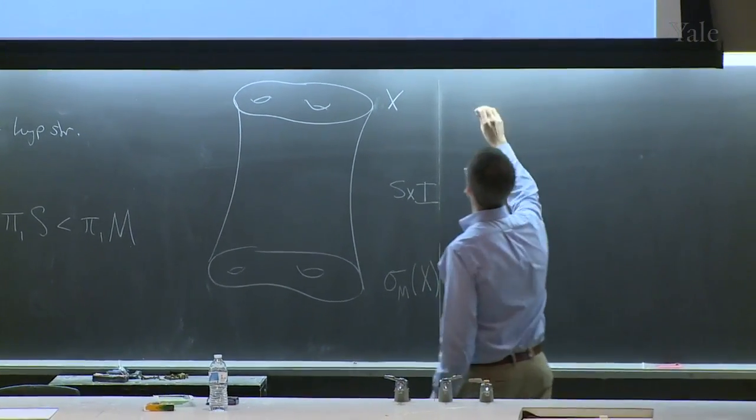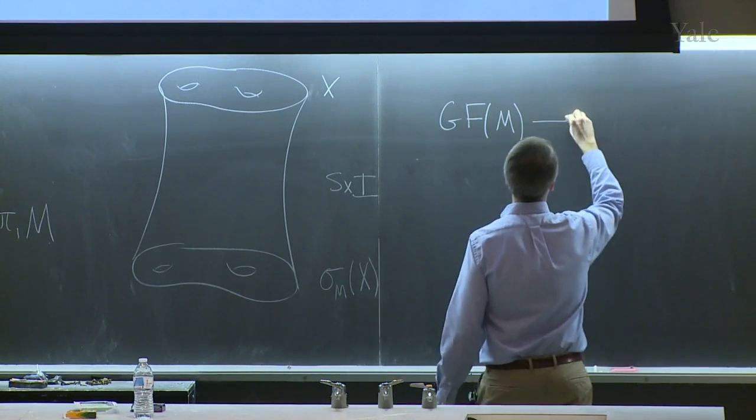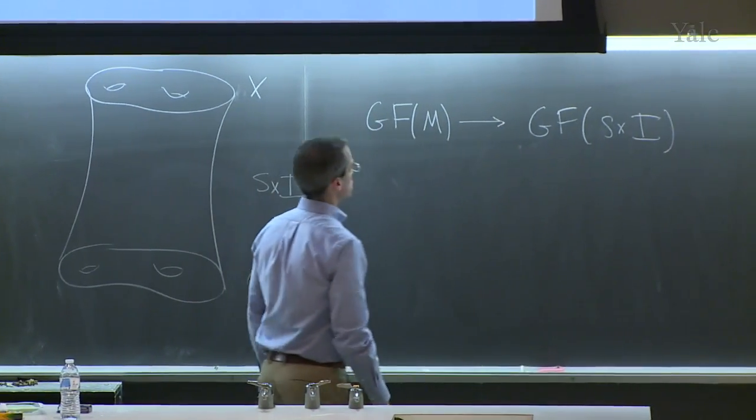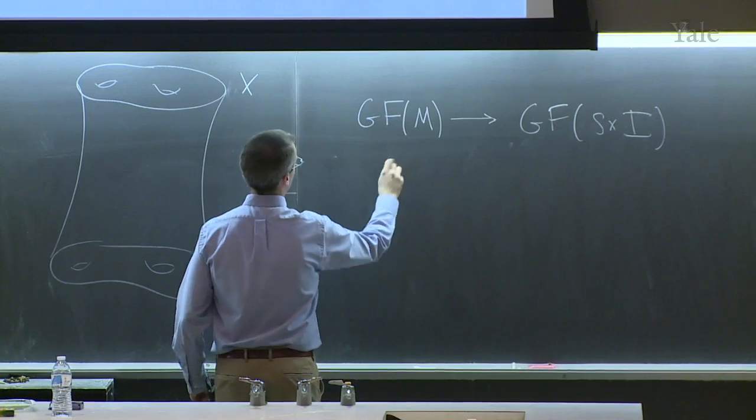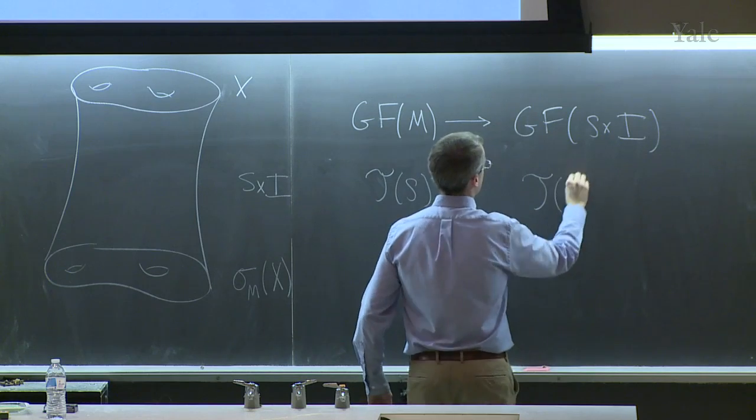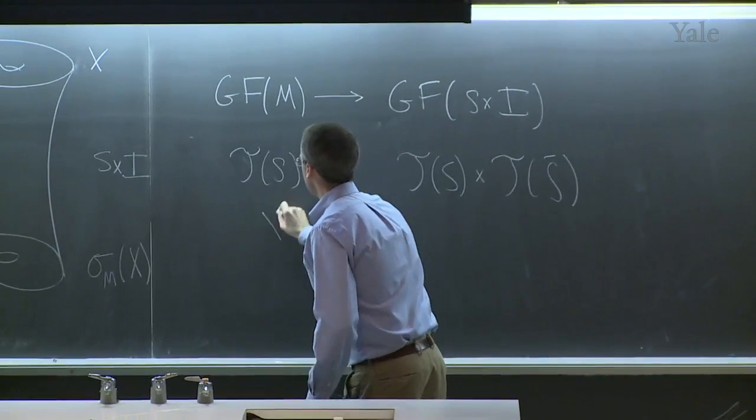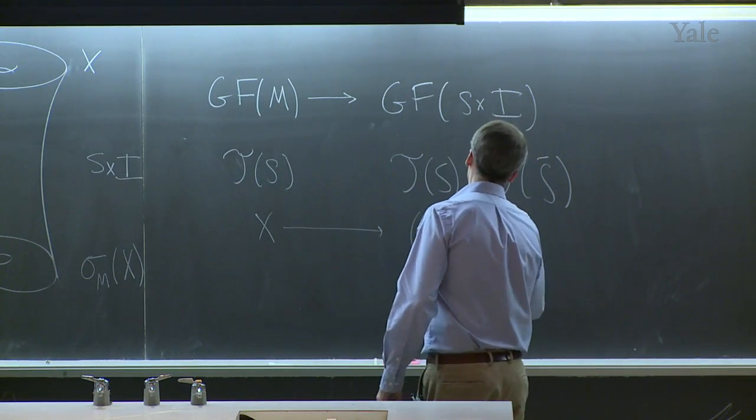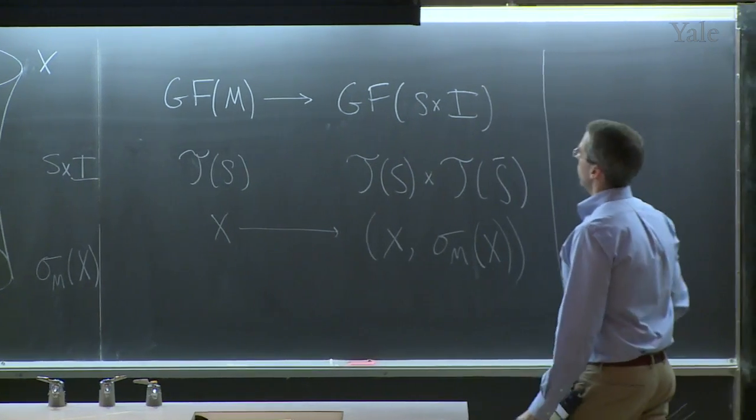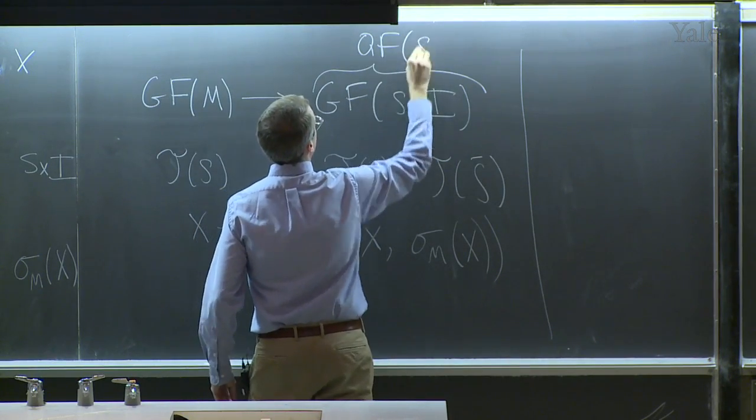But what this means as far as a mapping is that the covering construction induces a map from geometrically finite hyperbolic structures on M to hyperbolic structures on S cross I. The respective Ahlfors-Bers parameterizations of their hyperbolic structures give you a map from Teichmueller space to Teichmueller space of the surface and Teichmueller space of the surface with the opposite orientation. And this map takes X to a pair, X and some new surface, which we call sigma M of X. OK, these geometrically finite structures on surface cross interval are known as the quasi-Fuchsian space.